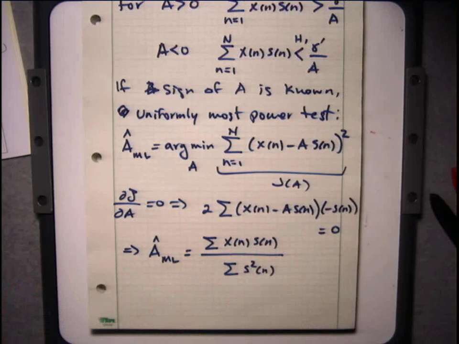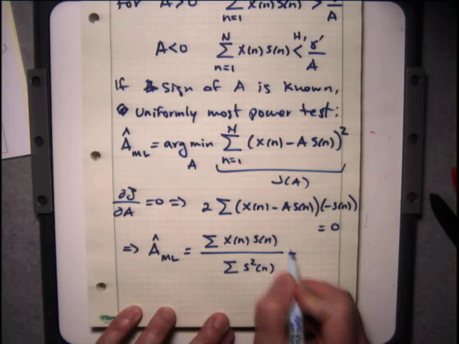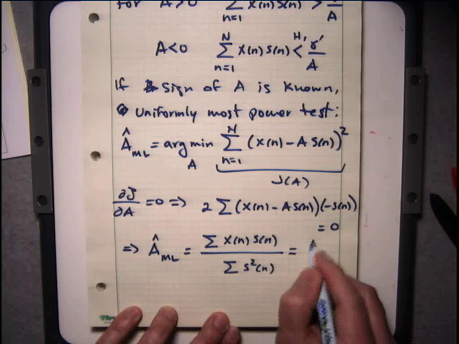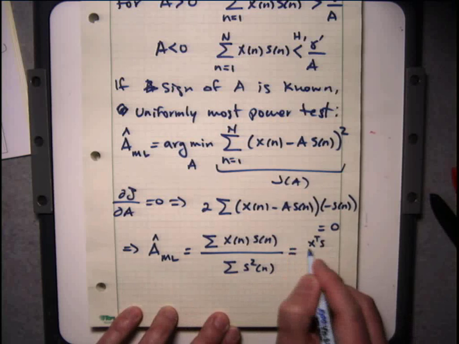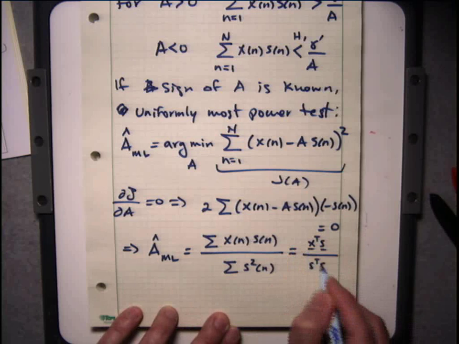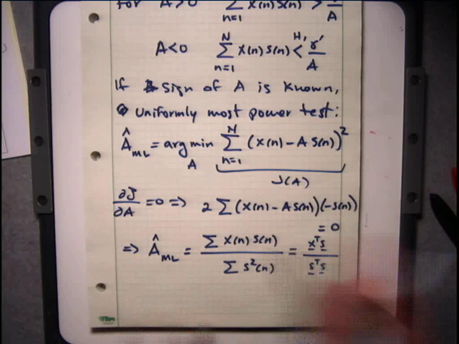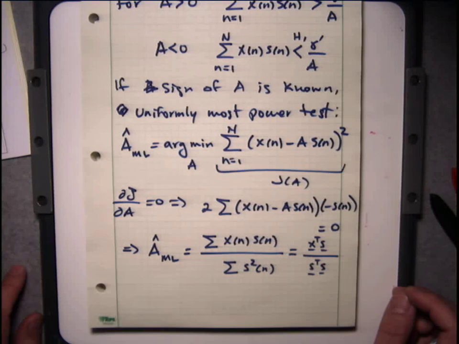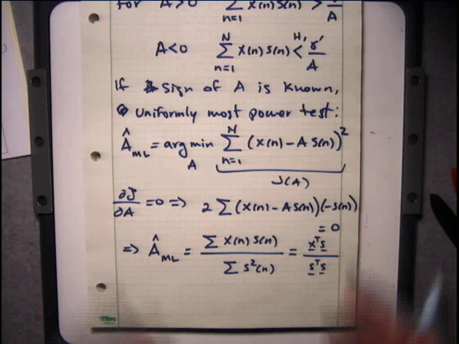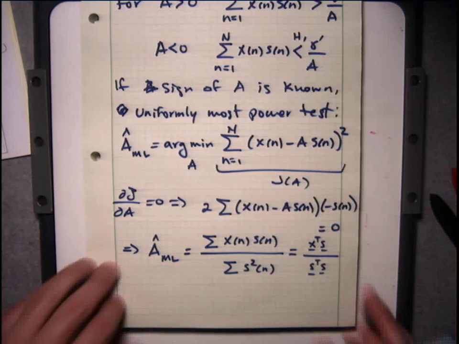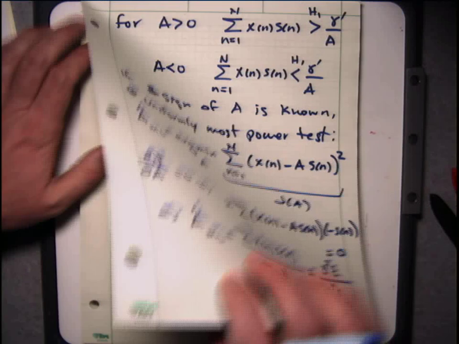Okay? Another way to write this, by the way, is just with a simple vector notation. X transpose S, where these are the two vectors, divided by S transpose S. Okay. So this really, in fact, is like a correlation that you're measuring between the signal and the measurements. Okay, so let's take this and now put this into the GLRT function and see what we come up with.